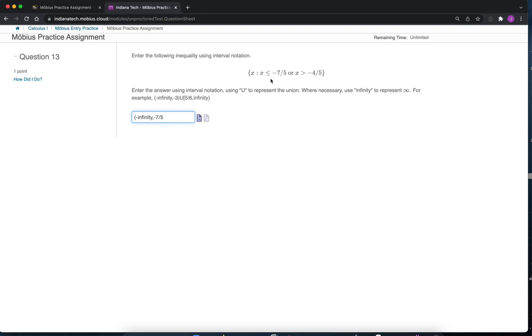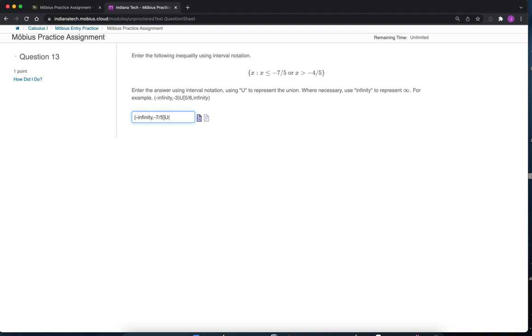And then because of that equal sign there, the -7/5 is included in that part of the interval. And if it's included, then we have to use square brackets to close it, right? And then let's do union. And then this says strictly greater than negative 4/5. So the negative 4/5 is not included.